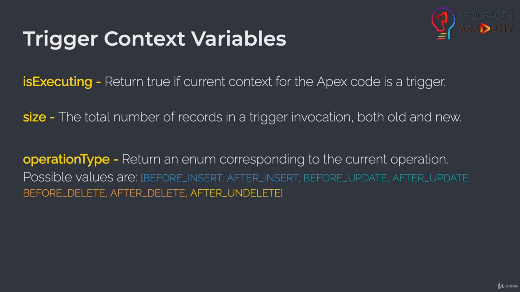So this variable alone can tell you how your trigger is executing, and then we don't have to use the other context variables like is before, is insert, is update, and all the other ones. So we are going to use this operation type trigger context variable going forward in this course because it makes our code very simple. For now, let's go back to our developer console and we will see some examples of these trigger context variables.